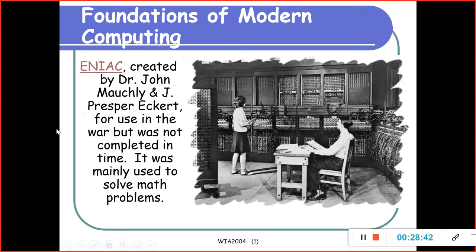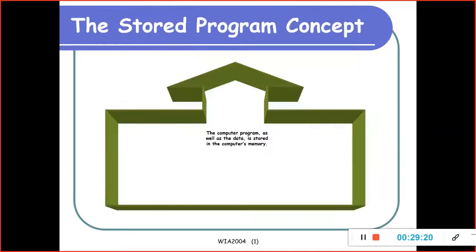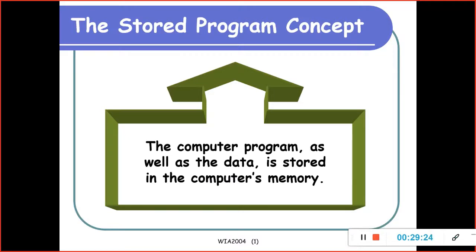There was also the ENIAC, created by Dr. John Mauchly and J. Presper Eckert for use in war, but it was not completed in time. It was mainly used to solve math problems. Now you have a calculator the size of your palm, or even smaller, or use MATLAB or other software, to solve complex mathematics. The old calculators solved things like 2 plus 3 or 2 times 3, which was more complex at the time. The computer program as well as data is stored in the computer's memory, which we call RAM.